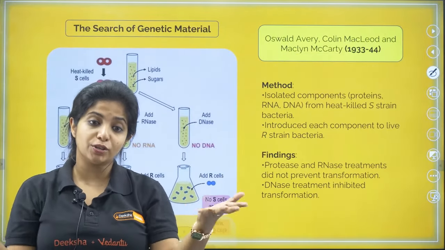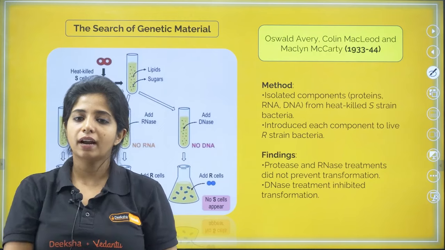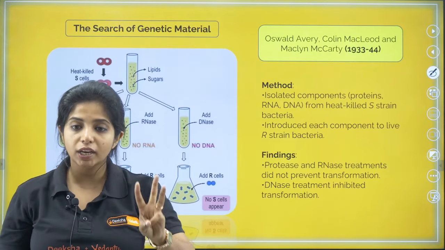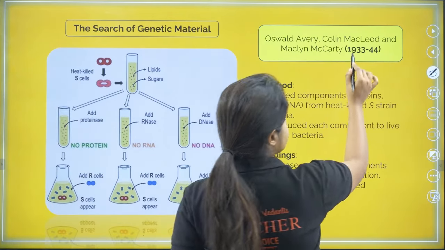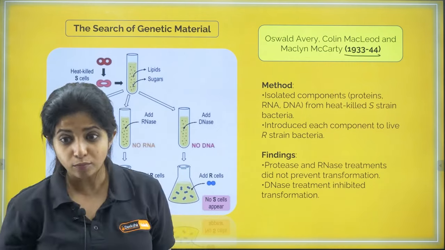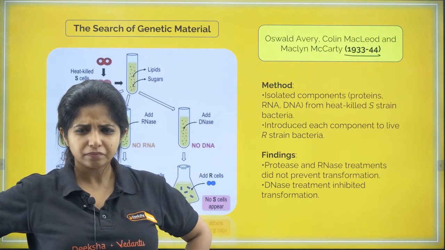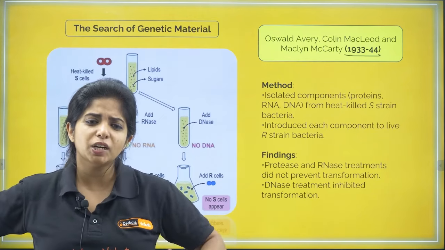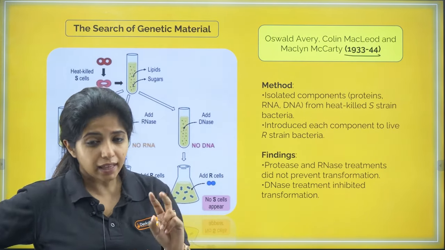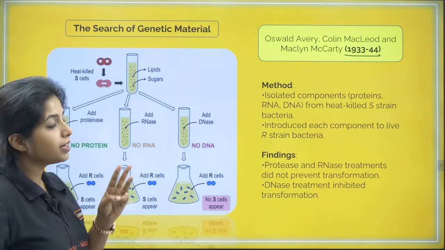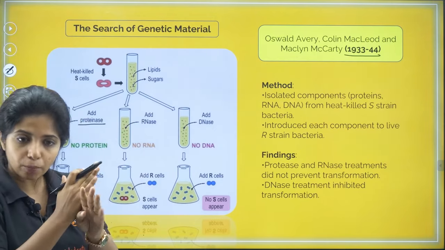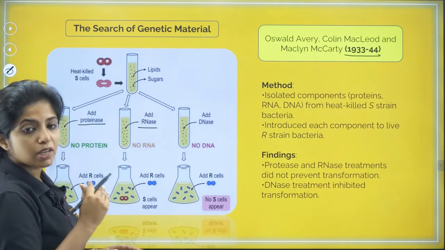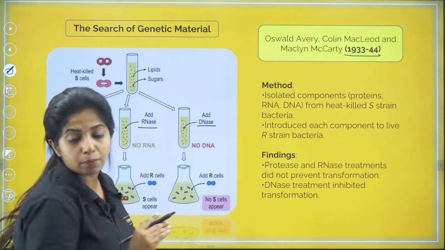And then came other people, Oswald Avery, Colin MacLeod and Maclyn McCarty. These three, from 1933 to 44, almost 10, actually 11 years, did the experiment to see what was the thing that was transforming the bacteria. In their experiment, they used three enzymes. One is protease that breaks down proteins. One is RNase that breaks down RNA. And one is DNase that breaks down DNA.